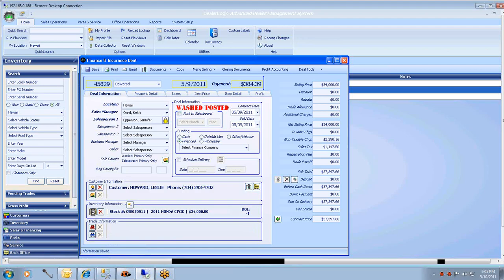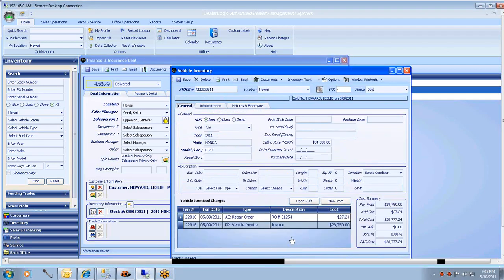I'm going to open my piece of inventory. Notice that I do have a repair order that has been charged to this particular piece of inventory. My invoice amount was $28,750. My repair order was $27.24, and that was charged back to my piece of inventory. Let's go look at that repair order.